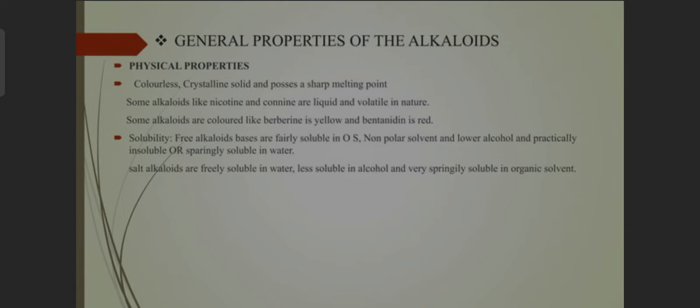General properties of the alkaloids. Physical properties: they are colorless, crystalline solids and possess a sharp melting point. Some alkaloids like nicotine and coniine are liquid and volatile in nature. Some alkaloids are colored, like berberine is yellow and betanidine is red.